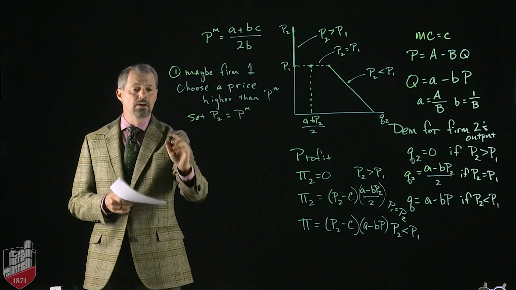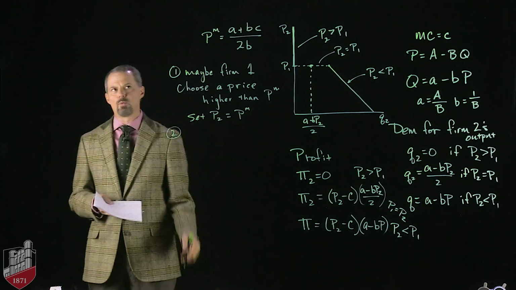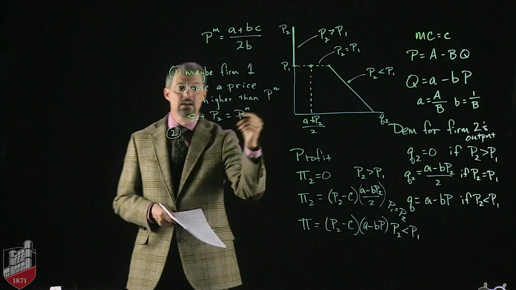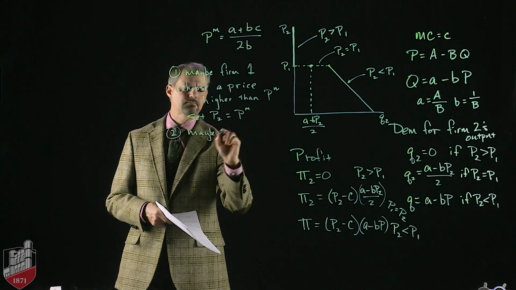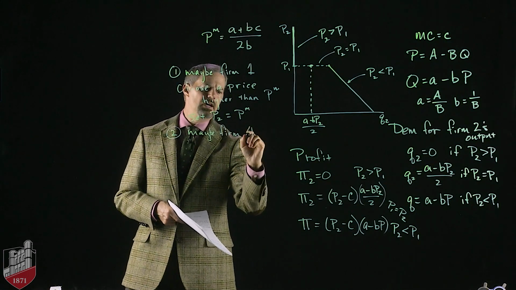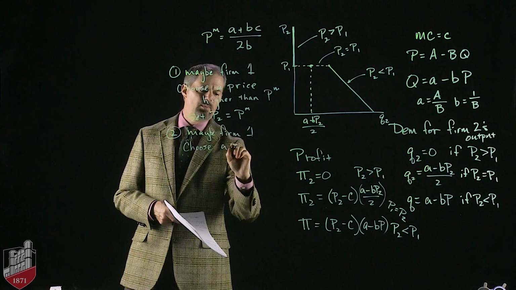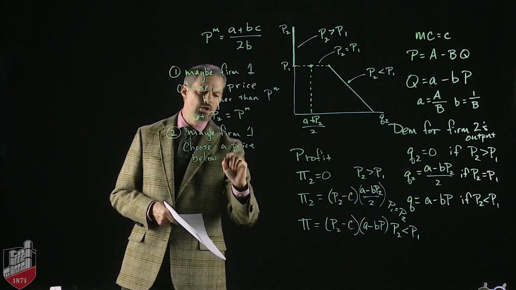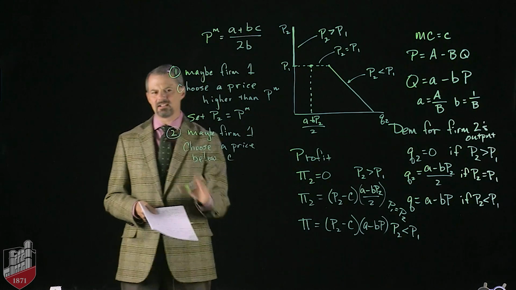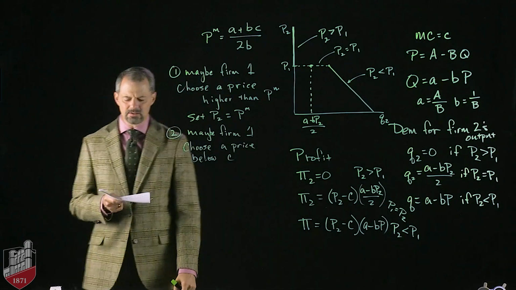Okay. So there's another possibility, and that is that maybe firm 1 could choose a price below marginal cost. So maybe firm 1 chooses a price below C. Now again, there's not going to be any reason firm 1 would do that, but we need to consider the possibility.